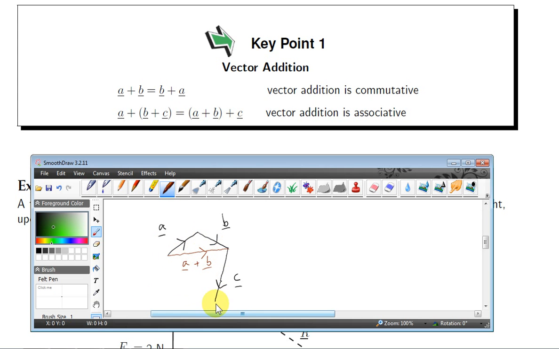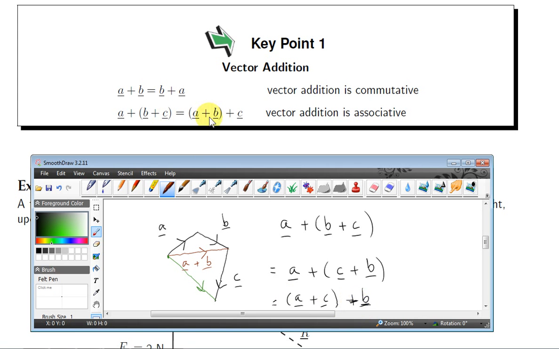If we want to add this vector onto c, we join the tail of a plus b onto vector c. And as you can see, we get the right hand side here, showing that vector addition is associative. By the way, we can write a plus b plus c like this. We can swap positions for b and c, because vector addition is commutative. And then we can apply the associative law here and move the brackets. So we get a plus c plus b.